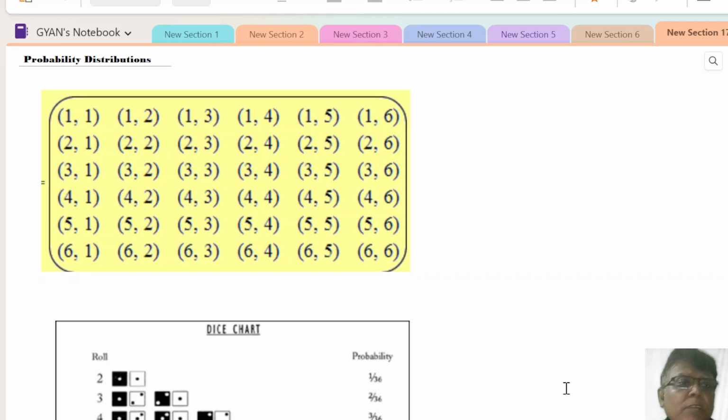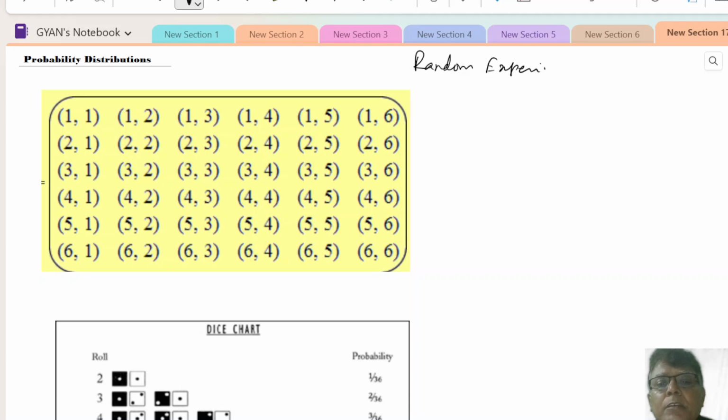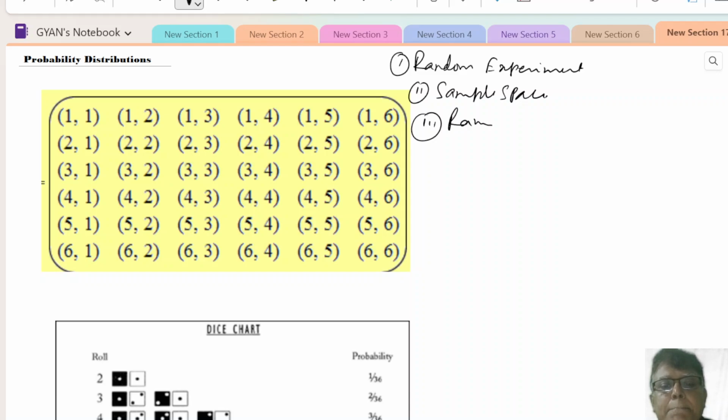Hello students. Today we'll study about the random probability distribution. So for probability distribution, first we have to learn some terminology: random experiment, second is sample space, and third is random variable.